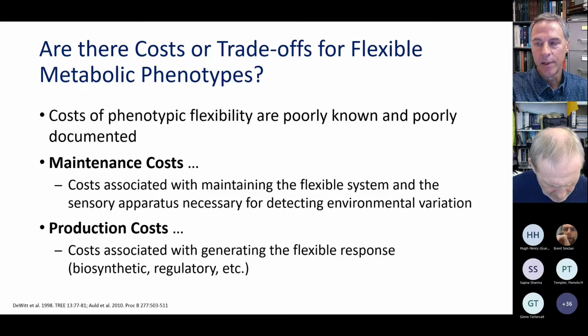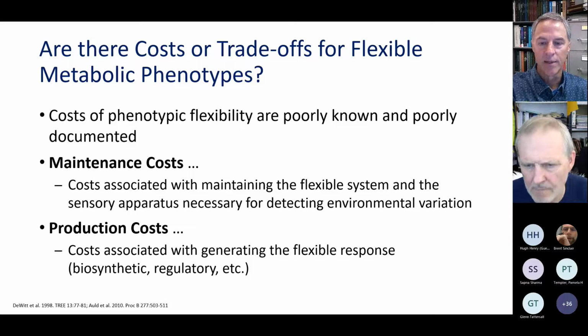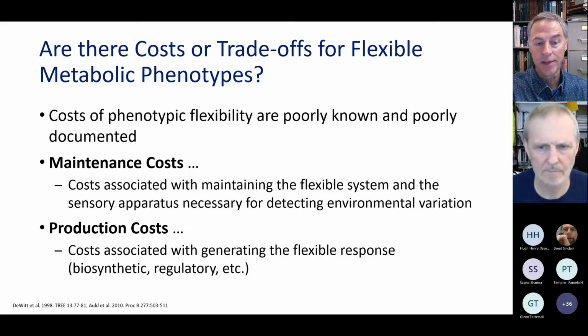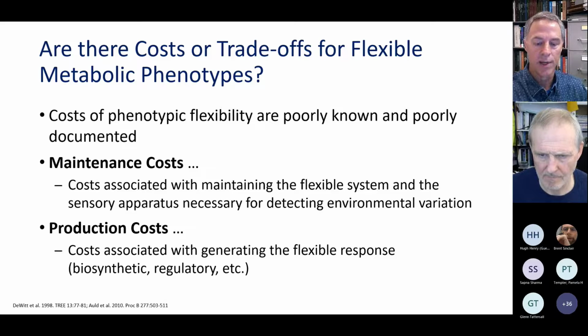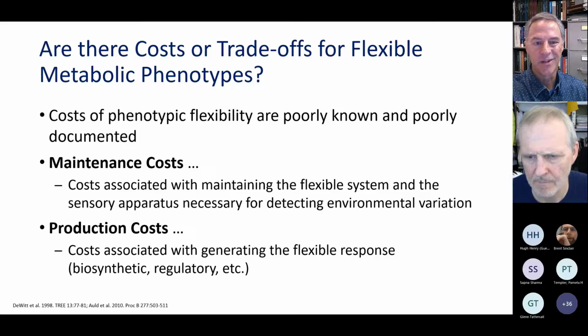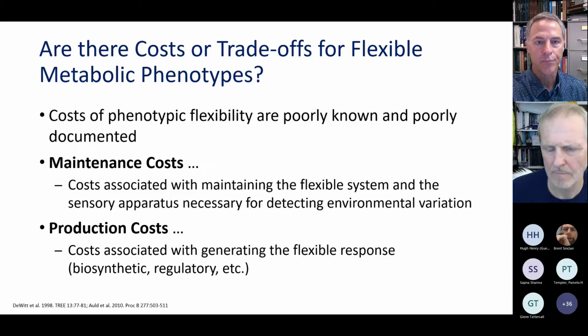And it also includes the sensory apparatus necessary for sensing and responding to environmental change. And then production costs, which are costs associated with generating the flexible response. So that's an environmentally dependent response, and it is only generated when the environmental conditions dictate a change in phenotype.